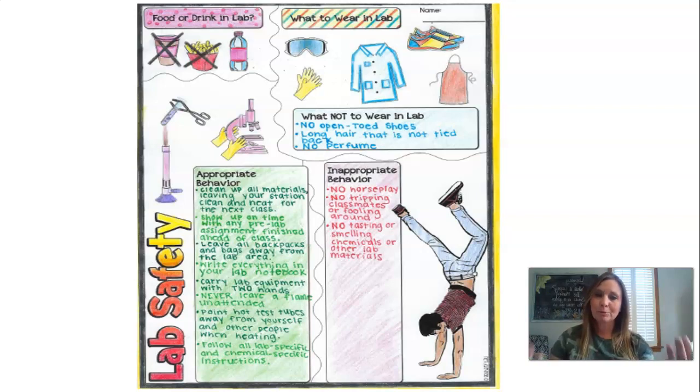Does the behavior that I'm doing seem appropriate? I think no horseplay goes with all of them, but the ones below it: no tripping classmates or fooling around, horseplay again. No tasting or smelling chemicals and other materials. And I'll let you know, because there are some things that we will use in the classroom that we actually do want to smell.